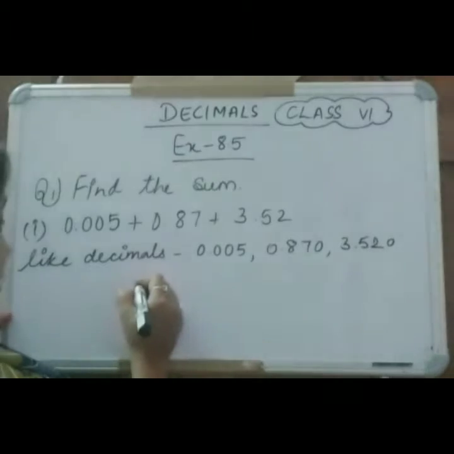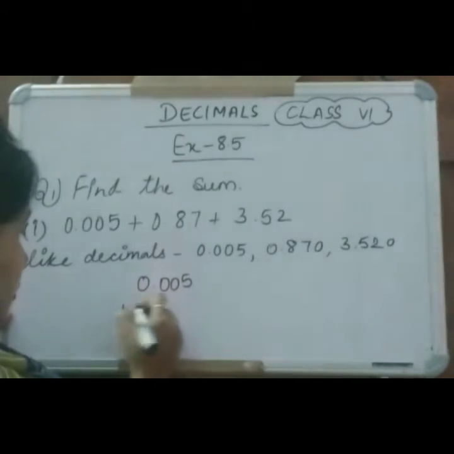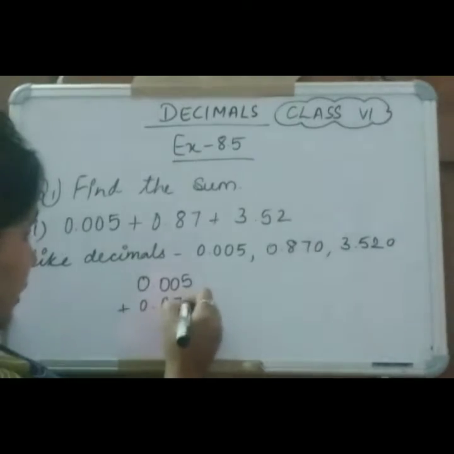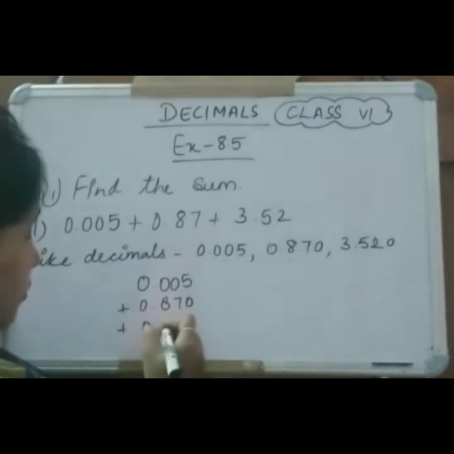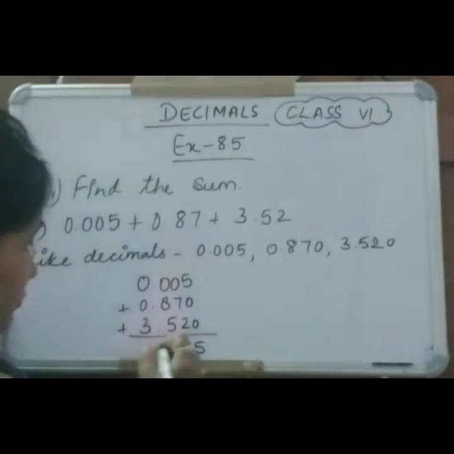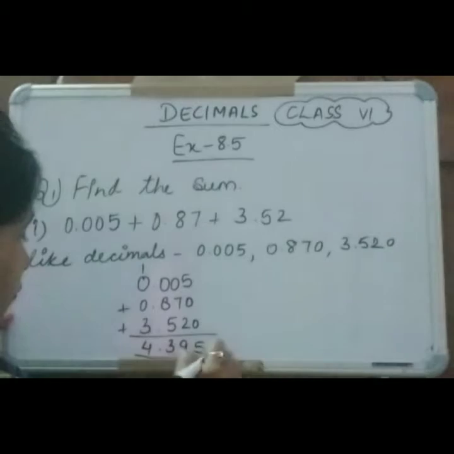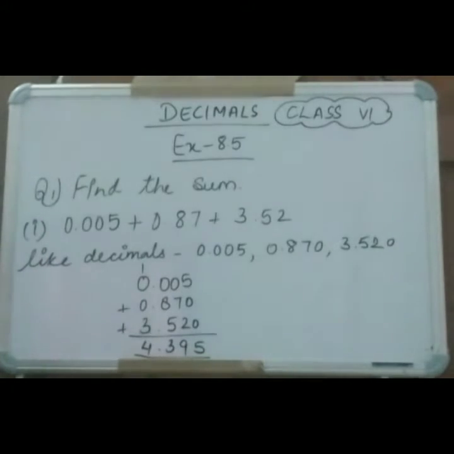Okay, now add them. 0.005 plus 0.870 and 3.520. Okay, now add them. And addition you all know. One carry you will take and it will be 4.395. Got it? Now see the next one.